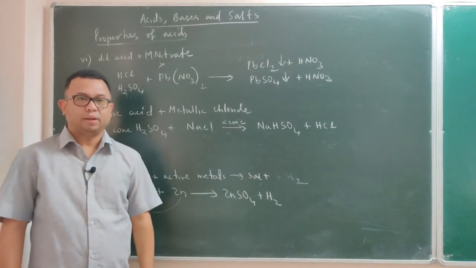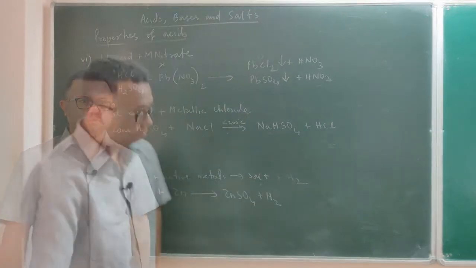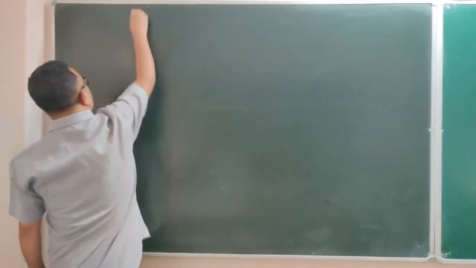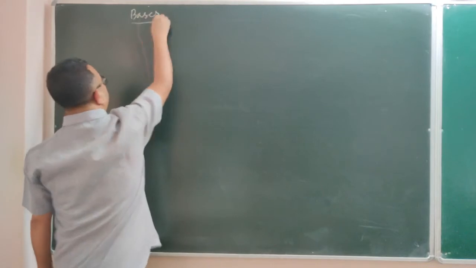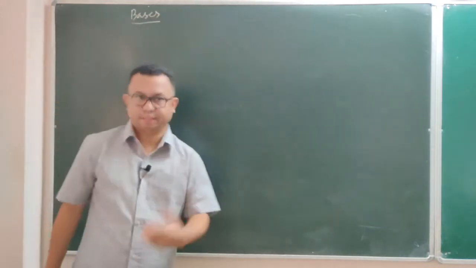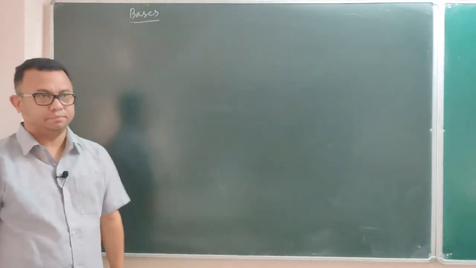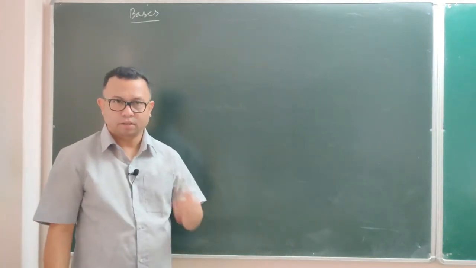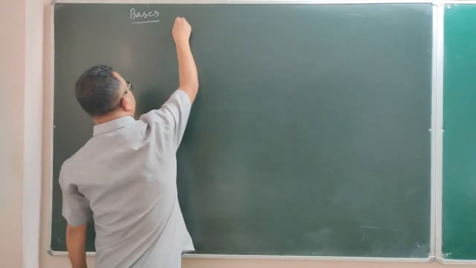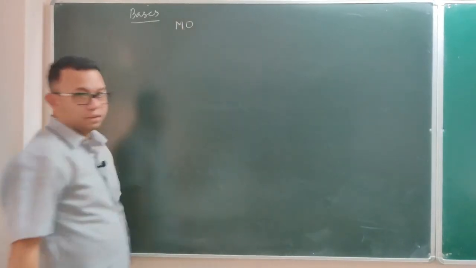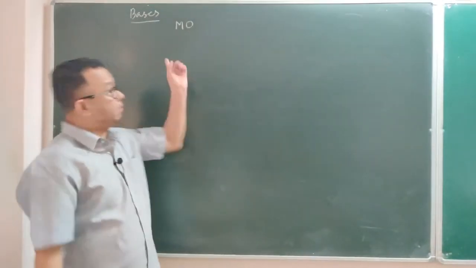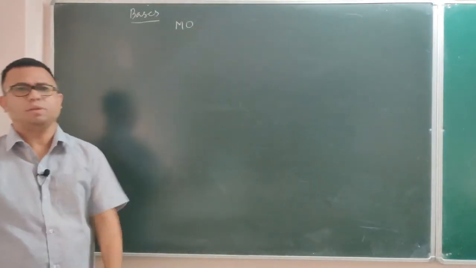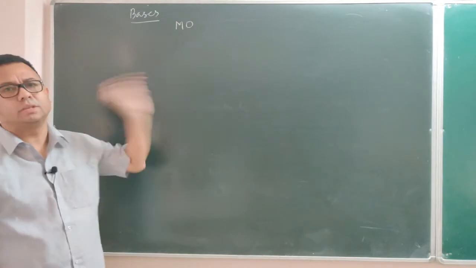Now our next topic is base. Okay, let's start with bases now. Now what are bases? How to define a base? Bases are metallic oxides. Either it is a metallic oxide, you know what metals are, so any metallic oxide, like for example copper oxide, zinc oxide, so many metals are there, so anything oxide.